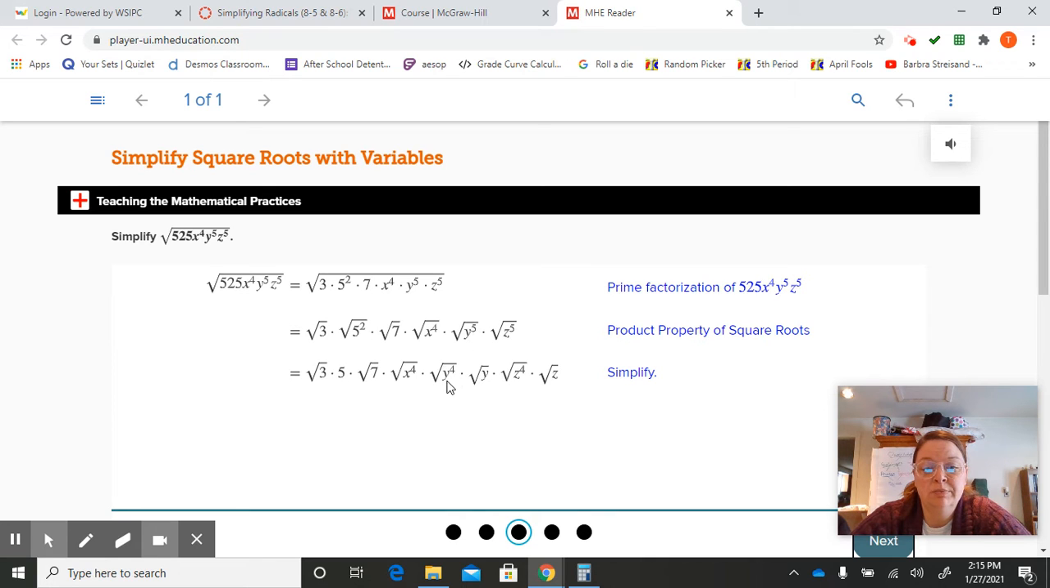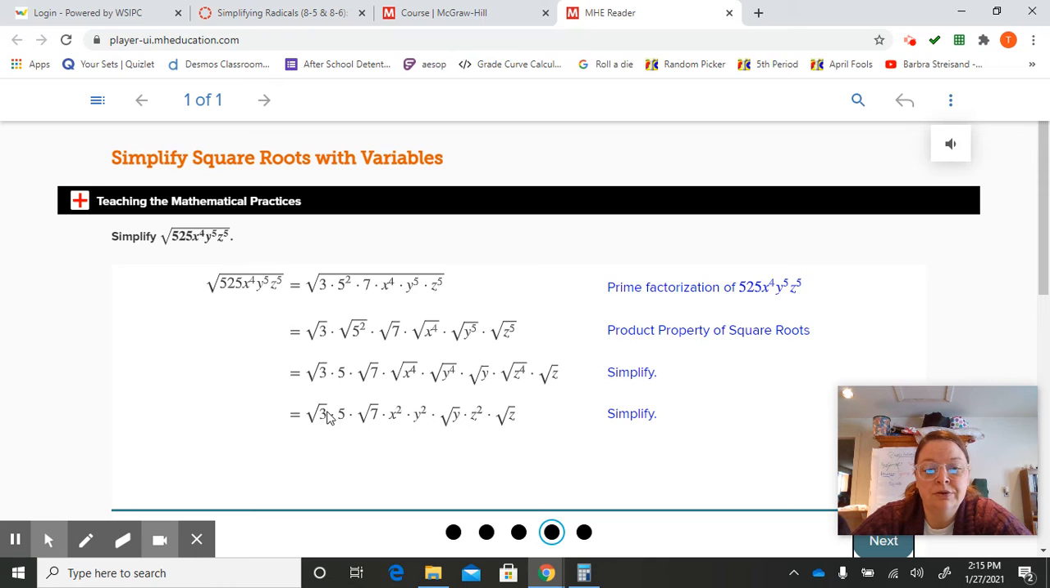Y to the fifth, we split up into y to the fourth and y. You'll see why in the next step. Z to the fifth becomes z to the 4 and z. The square root of x to the fourth is x squared. The square root of y to the fourth is y squared. The square root of z to the fourth is z squared.